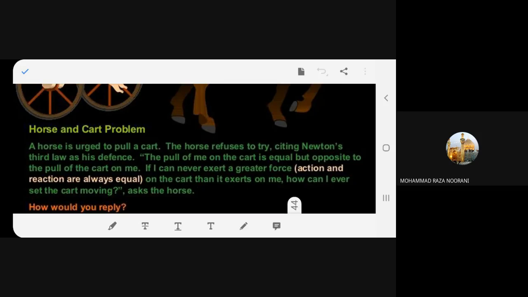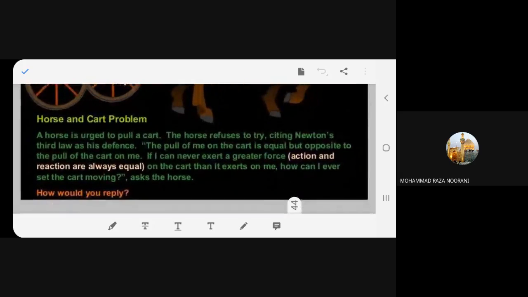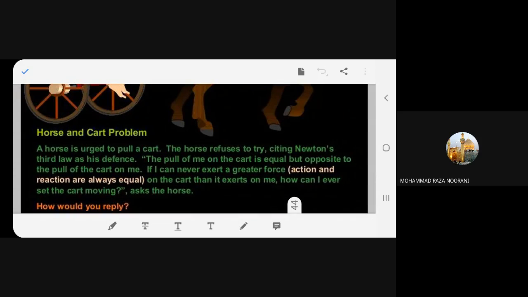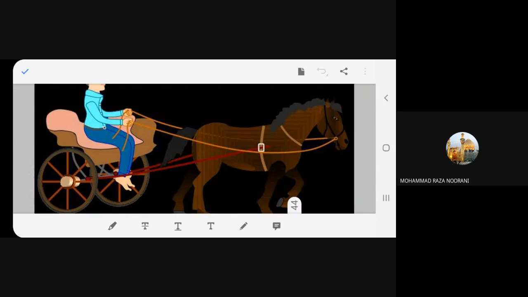How can I ever set the cart moving? Ask the horse. How would you reply? Now, this is the problem of the horse. The horse is telling the person who is driving the cart that according to Newton's third law of motion, action has got reaction, so the cart should not move. According to the third law of motion, the cart should not move because action and reaction are equal. What do you say?